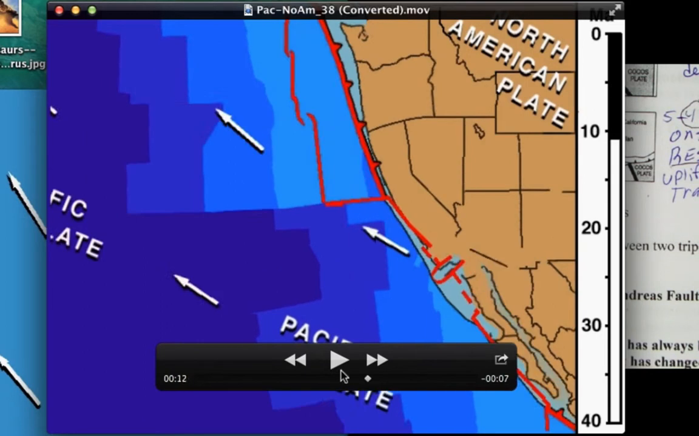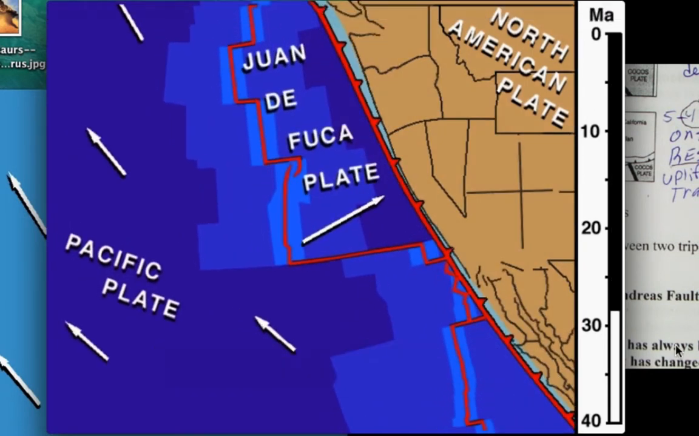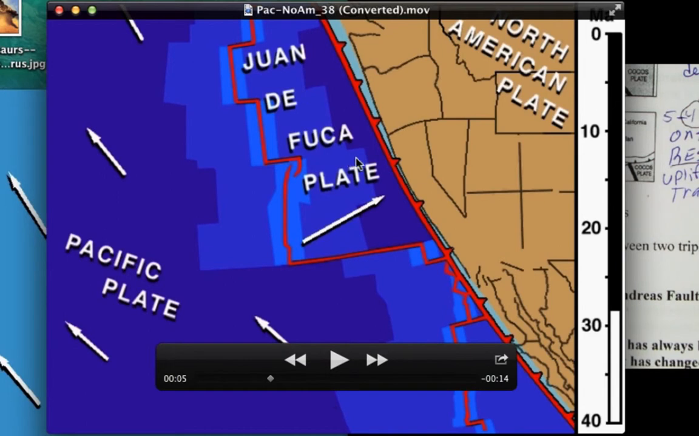So we can go back a little bit here. In here, we have the Juan de Fuca plate in the north and the Cocos plate in the south. And in this region here, we're developing the San Andreas fault. And right around 28 million years ago, where first contact occurs, that basically is going to cut subduction off over here to the east.